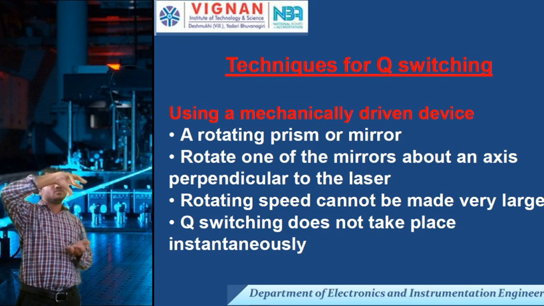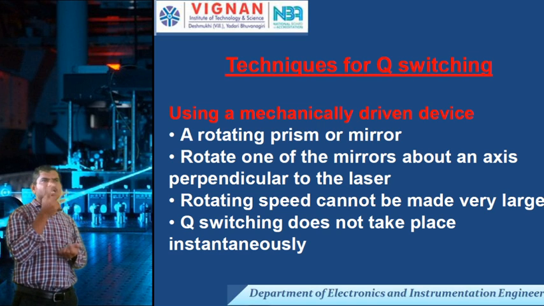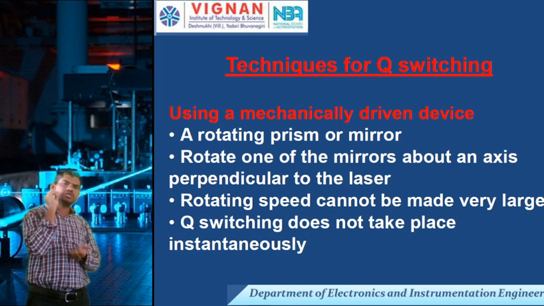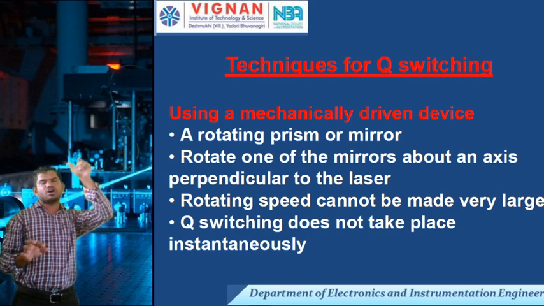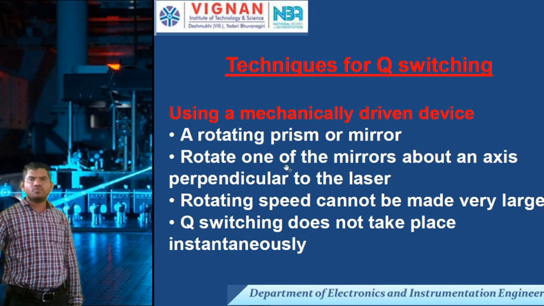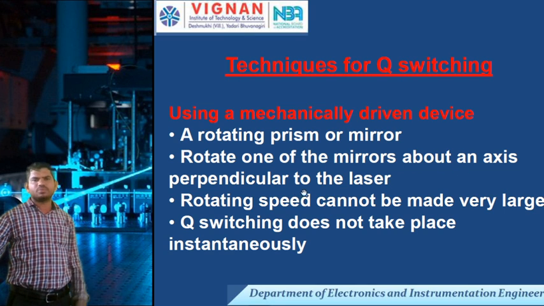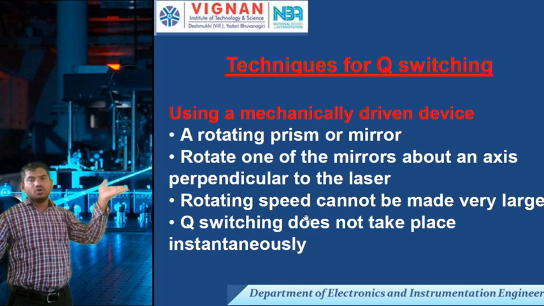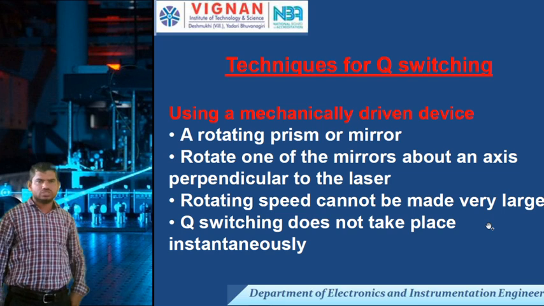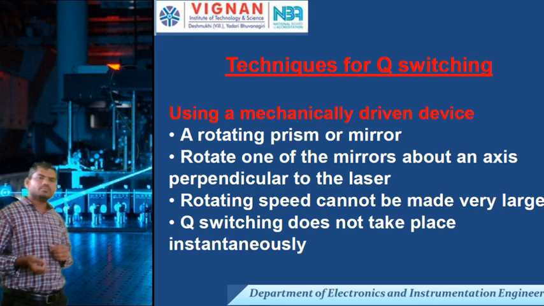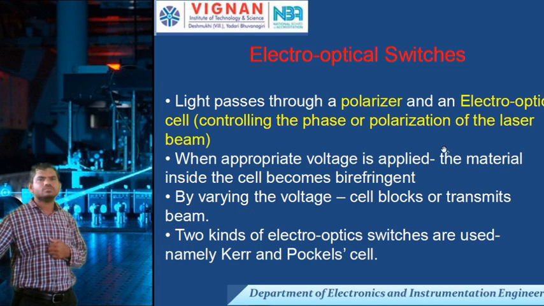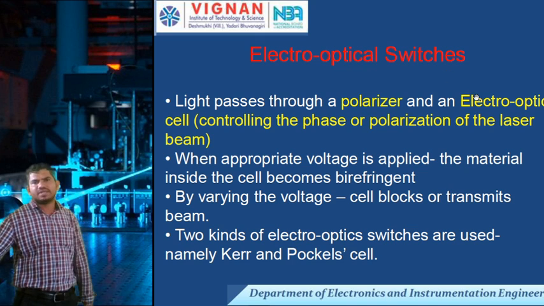the misalignment of the particular axis, when it reaches the origin axis of the particular laser, we are getting the short output. Okay, now rotate one of the mirrors about the axis perpendicular to the laser. The rotating speed cannot be made very large. Q switching does not take place instantly.